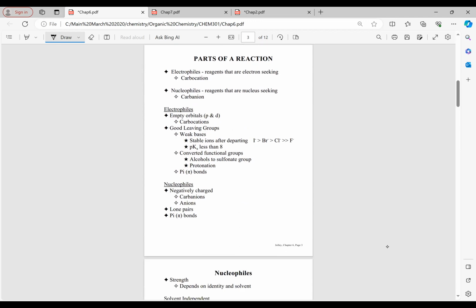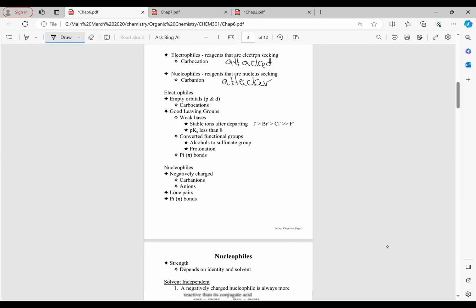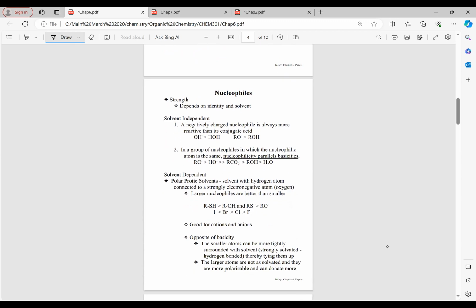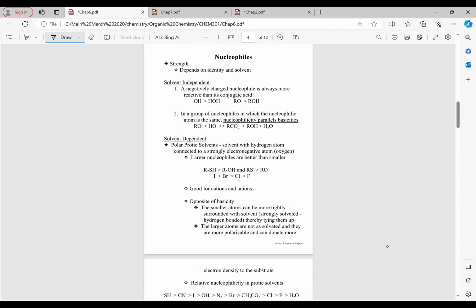The parts of the reaction are the electrophiles, okay, the reagents that are electron seeking or those that are attacked. The nucleophiles are nucleus seeking, but they are the attackers. And so what makes the best electrophiles and what makes the best nucleophiles? I'm going to start with the nucleophiles. I'm going to jump down here. What makes the best nucleophiles?